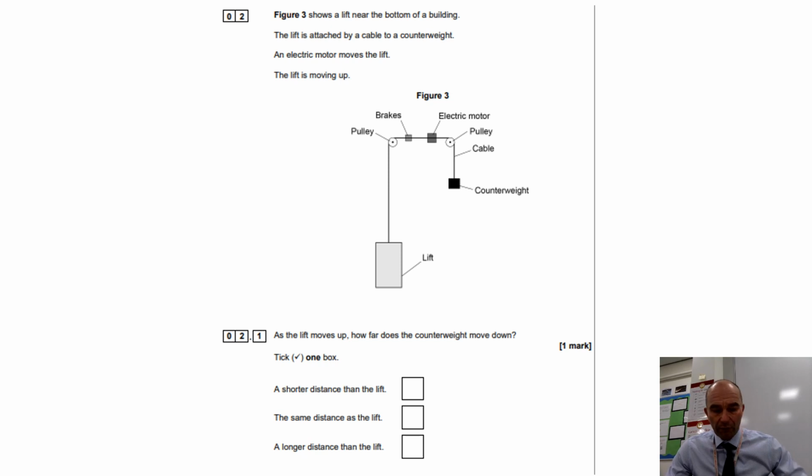On the second question, we've now got a question about a lift, and you've got the diagram there. An electric motor moves the lift, and the lift is moving up. First question, as the lift moves up, how far does the counterweight move down? Well, if you look at the rope, it's all connected. So if the lift moves up, you can see that the counterweight is going to move the same distance as the lift. So we should be ticking the middle box.